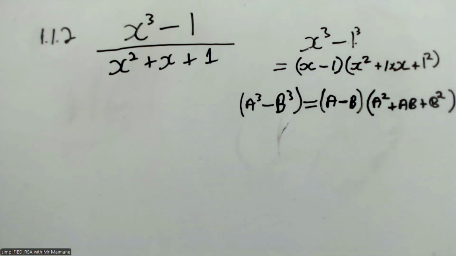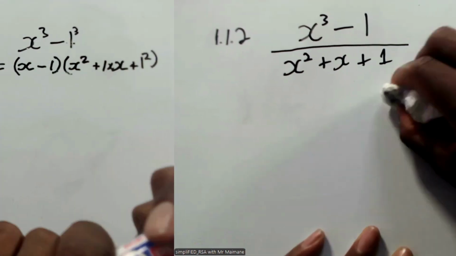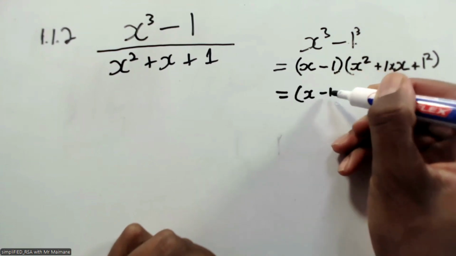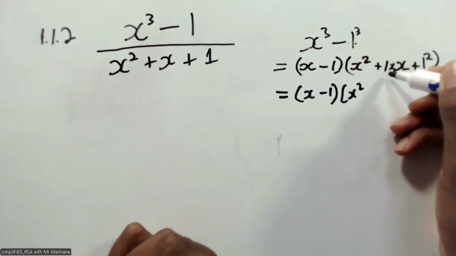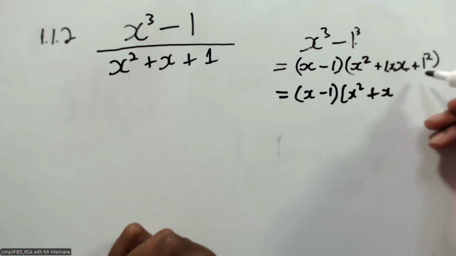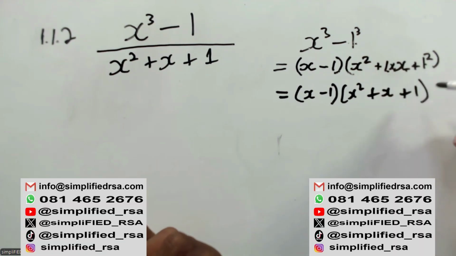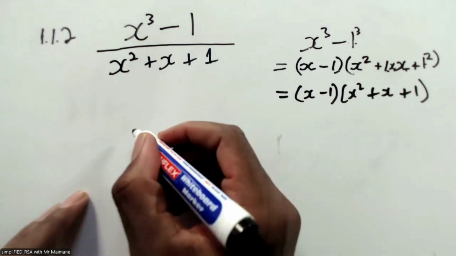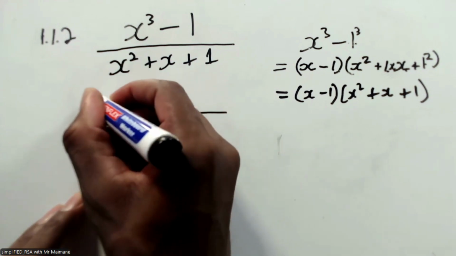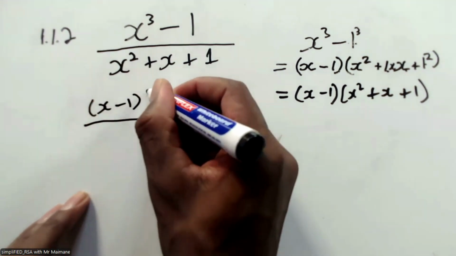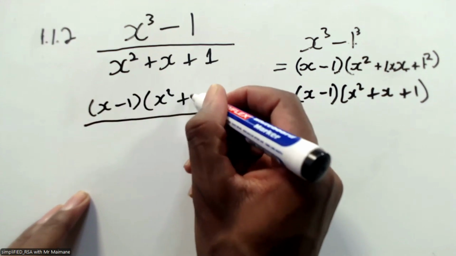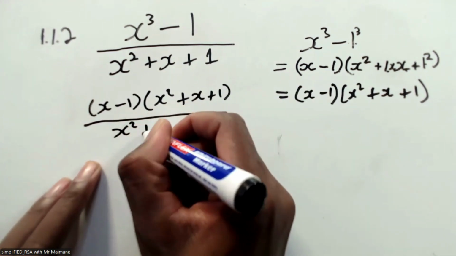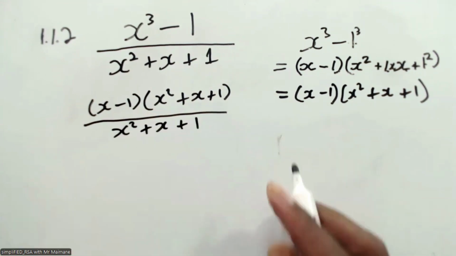But anyway, as you see here, if I simplify this, I'm just going to have x minus 1 times x squared. 1 times x is just going to be plus x. 1 squared is just going to be plus 1. So when I factorize this part here, I will have this, meaning for the numerator, it would be x minus 1 times x squared plus x plus 1, all over x squared plus x plus 1.